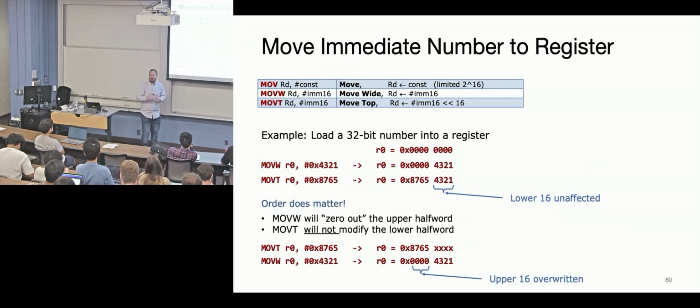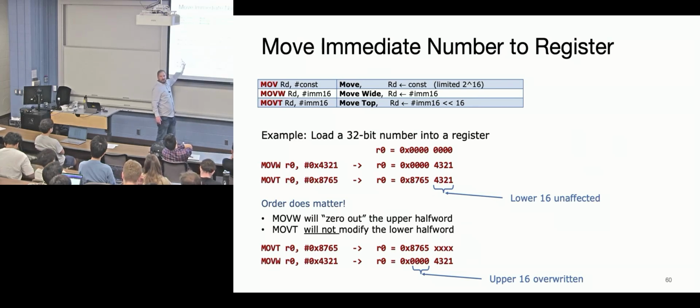All right, the questions are clarified. So if we do a move W with a 5-digit hex, we're going to lose the most significant digit, right? No. This is an immediate, so the immediate can only be up to 16 bits. Say you did a move register, which would be a different thing, then it would move the entire register. So register 0 to register 1, for instance.